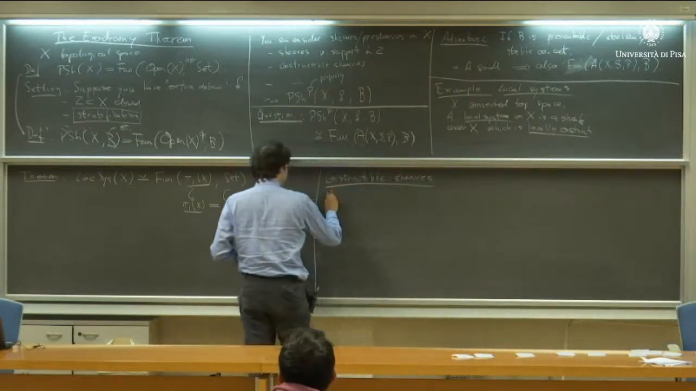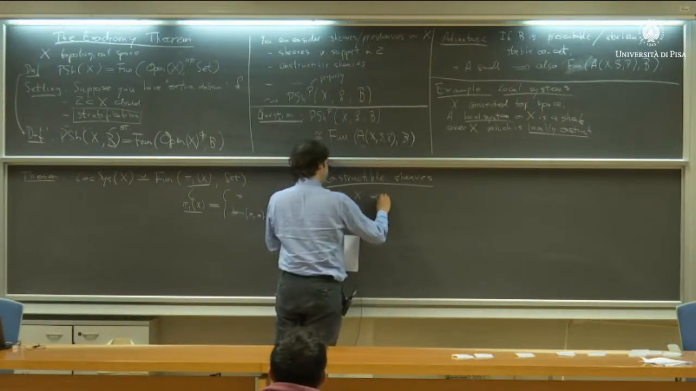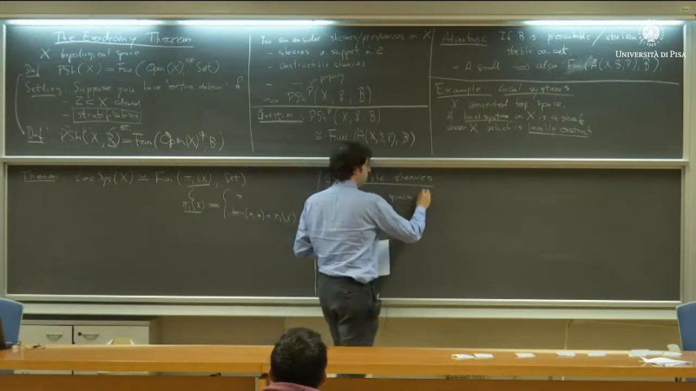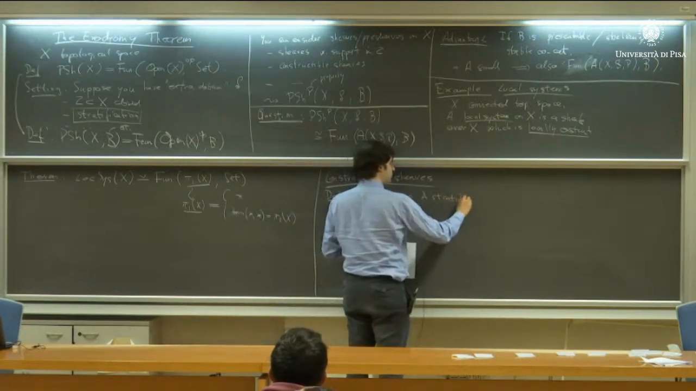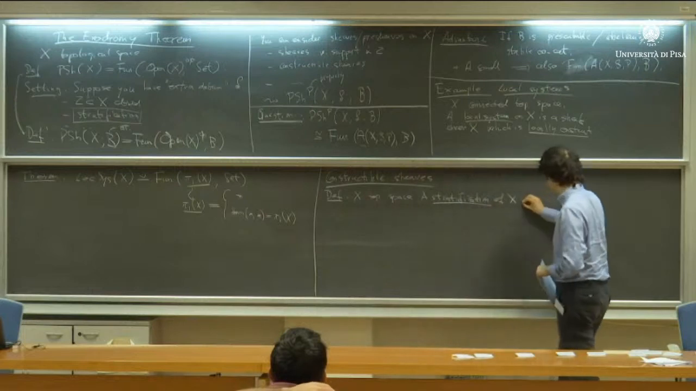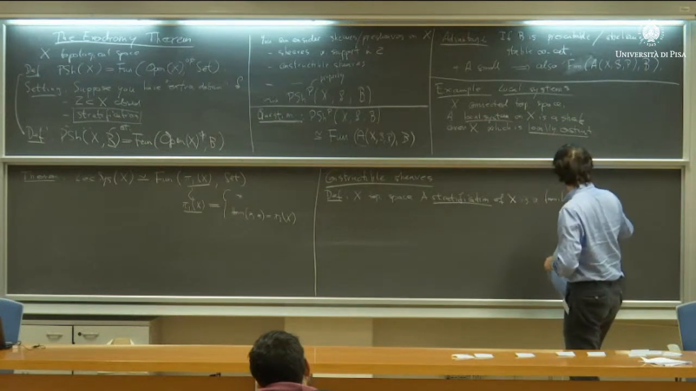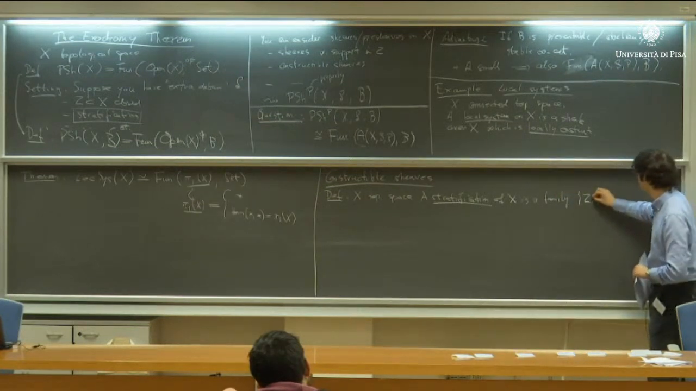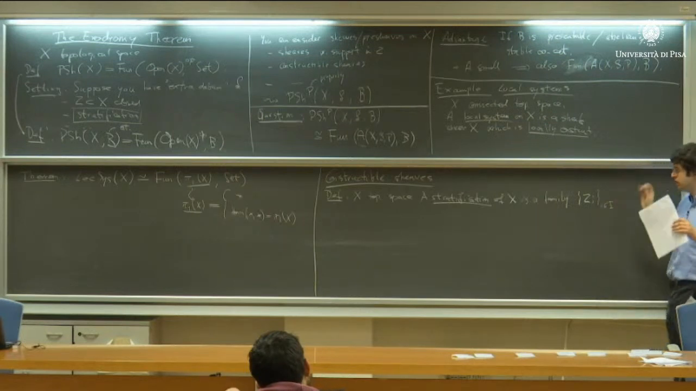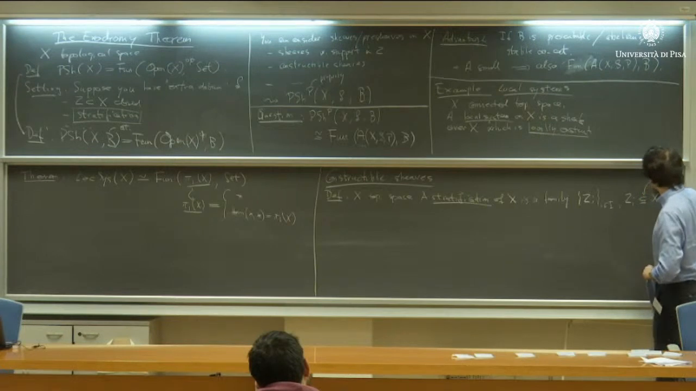Let's give the definition. The first part of the definition is: what is a stratification? So X is a topological space. A stratification of X is a decomposition, so it's a family of Z_i, with i belonging to some set of indices I. Each one is a subset of X which is locally closed. Sorry for so much topology.